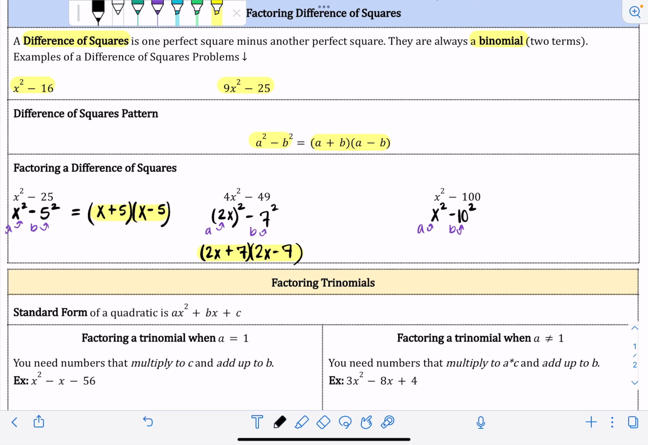So it's going to be a plus b, which is x plus 10. And then a minus b, which is x minus 10. So x plus 10 times x minus 10. And then remember, you can check all of these by foiling.